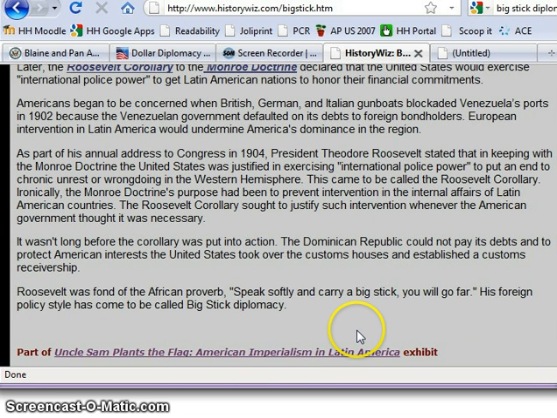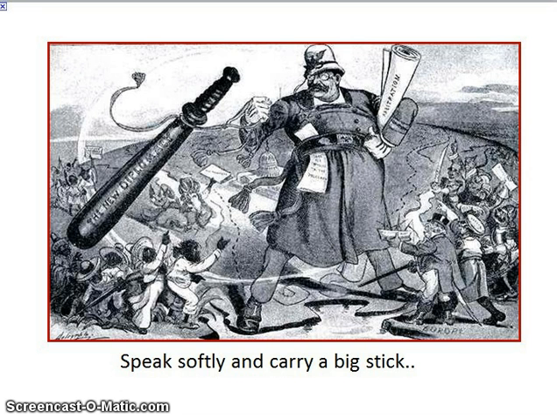And if you look at this last line, this is the policy that began the phrase most closely associated with Roosevelt and foreign policy, which is speak softly and carry a big stick. You will go far. His foreign policy is also called Big Stick Diplomacy. And if we look, this is the most famous political cartoon that deals with Roosevelt and his approach, meaning we're not going to start anything, but if you mess with us, we carry a big stick.